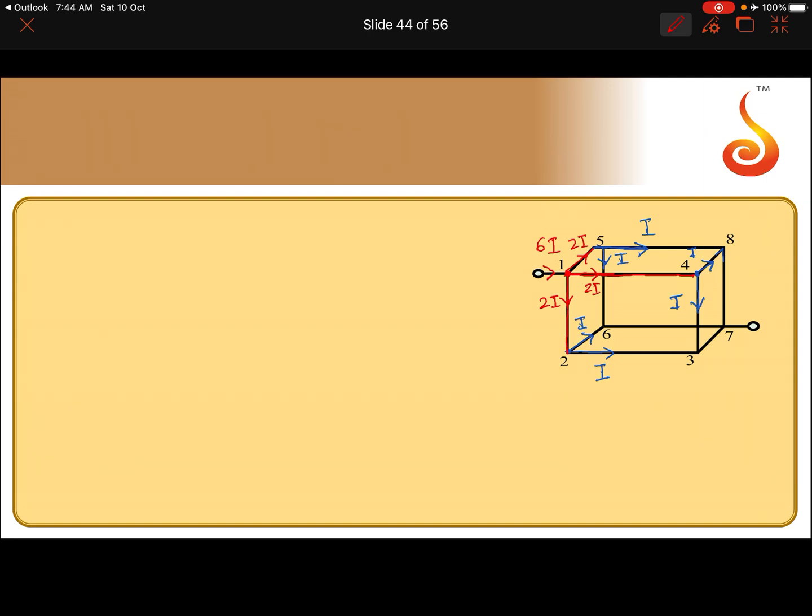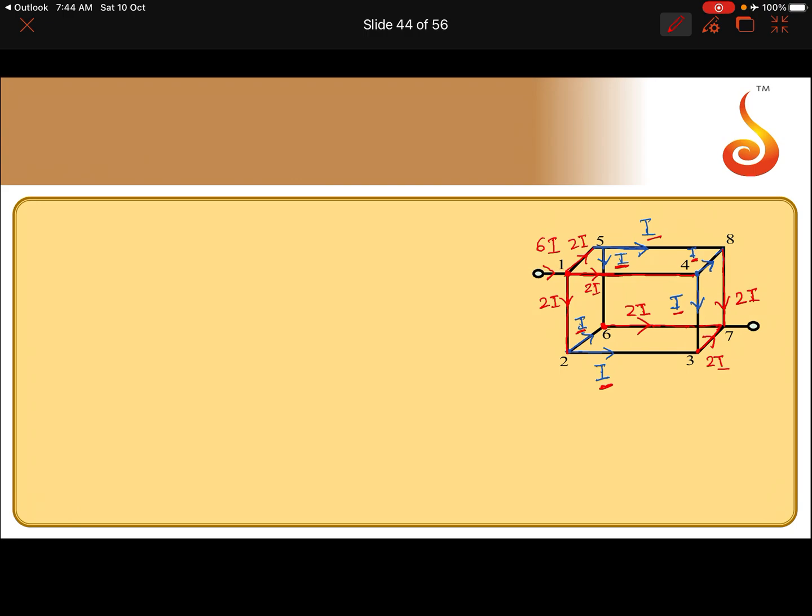Then at point 3, this I and this I, they will merge. So again it will become 2I from 3 to 7. At point 8, this I will merge. So again 8 to 7, current is 2I. At point 6 also, this I and this I, they will merge. So current reaching point 7 is again 2I. So this is the distribution of current.